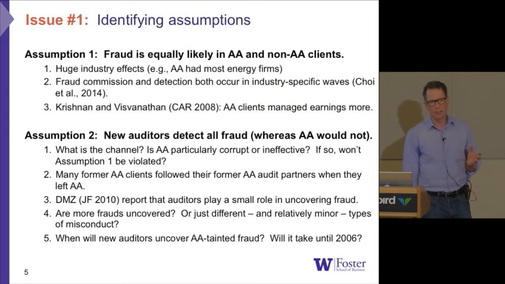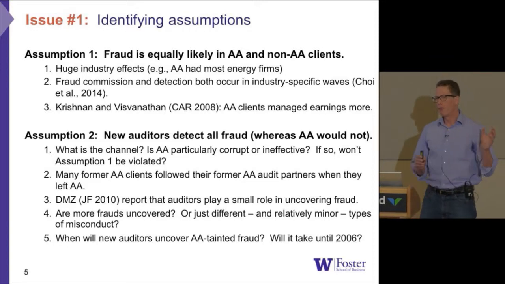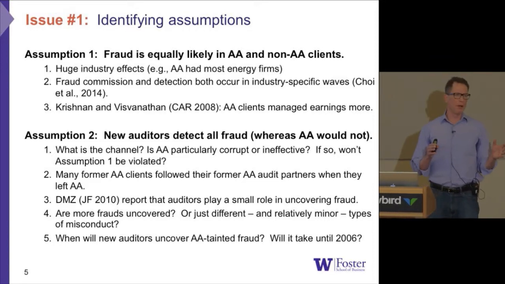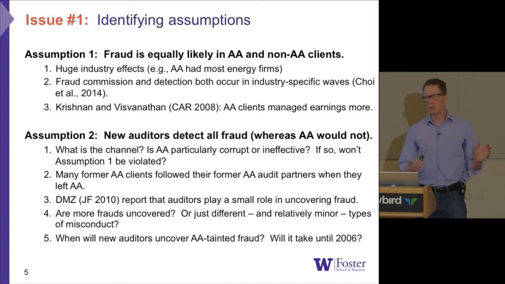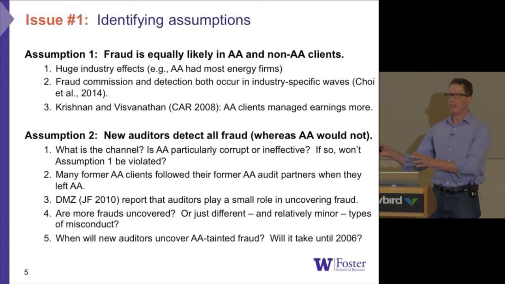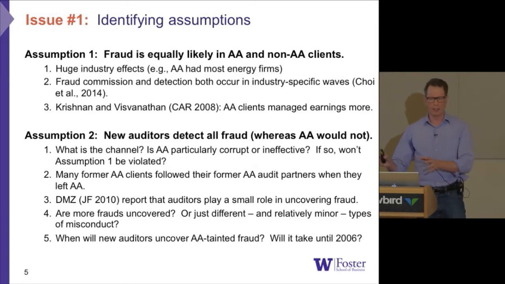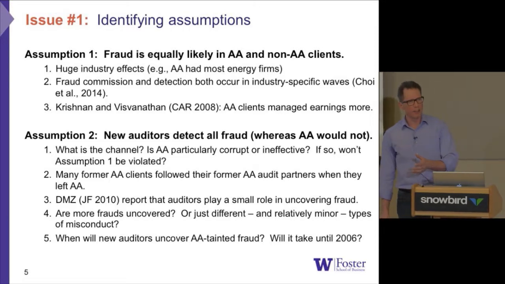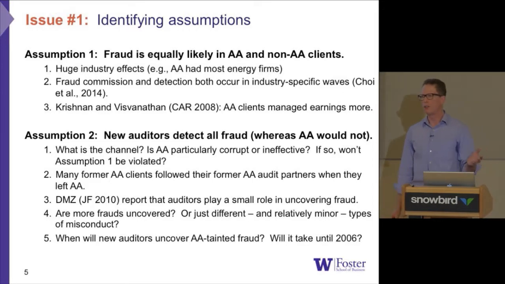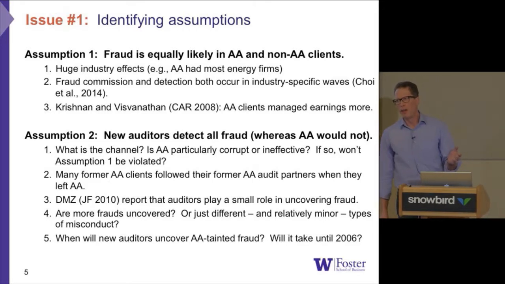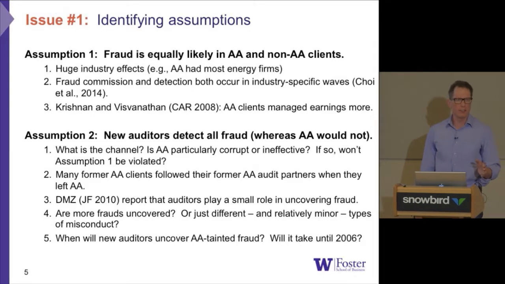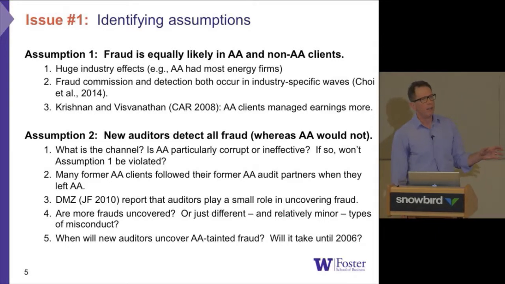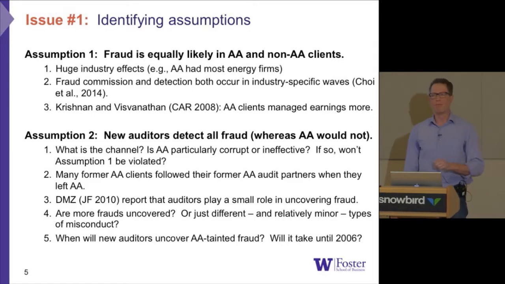So first, the identifying assumptions. The first identifying assumption is that before Arthur Andersen's demise, Arthur Andersen clients were just like non-Arthur Andersen clients in terms of their propensity to commit fraud. And the second is that once Arthur Andersen clients are booted out of Arthur Andersen and go to new auditors, the new auditors are going to catch all frauds that Arthur Andersen would never have caught.